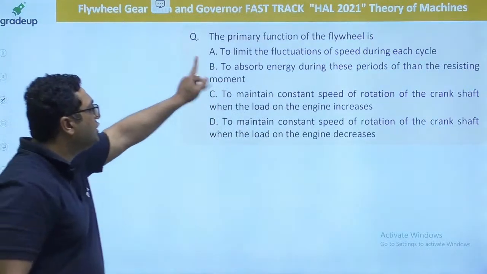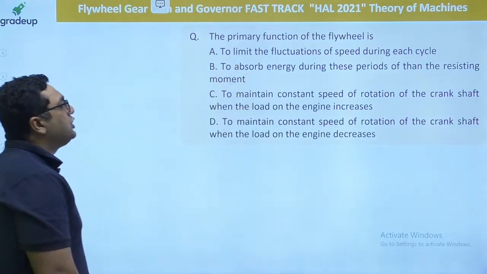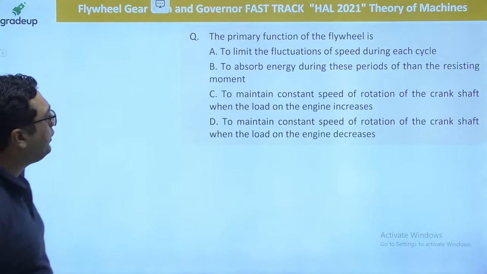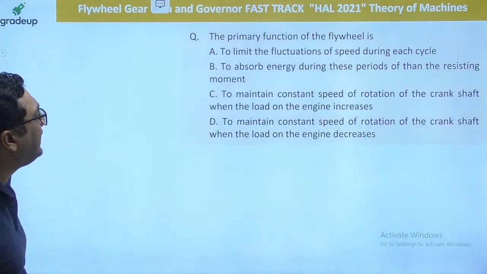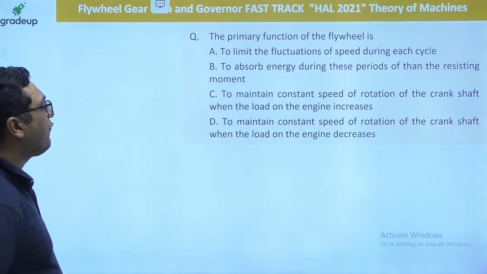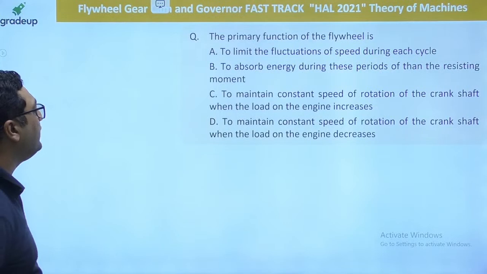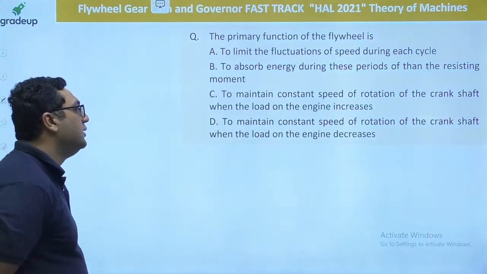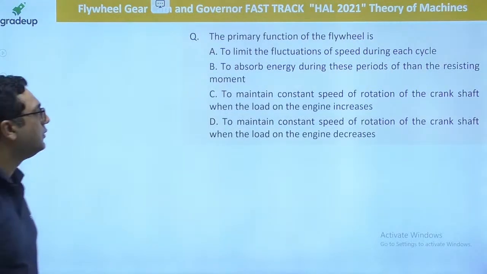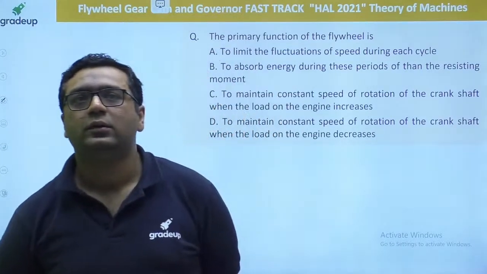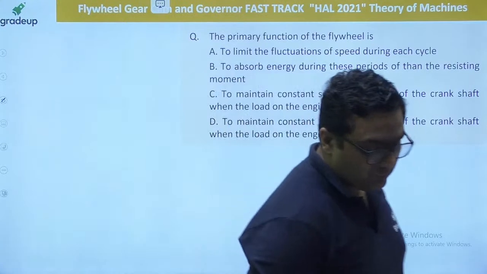So the primary function of the flywheel is: to limit the fluctuation of speed during each cycle; to absorb energy during periods when the resisting moment is lower; to maintain constant speed of rotation of the crankshaft when the load on the engine increases; or to maintain constant speed of rotation of the crankshaft when the load on the engine decreases. What will be the correct answer, guys, for this question?